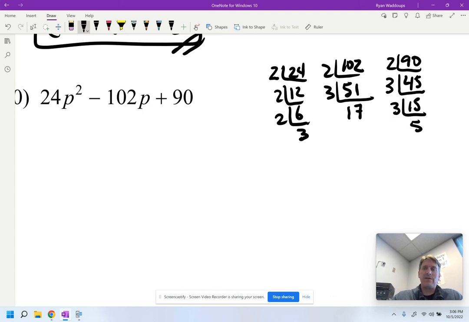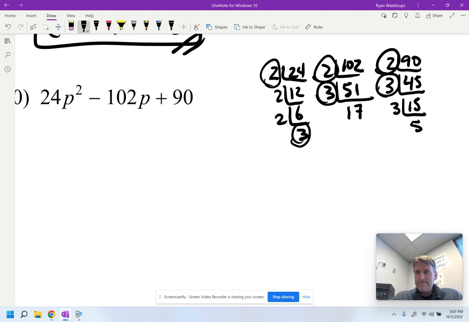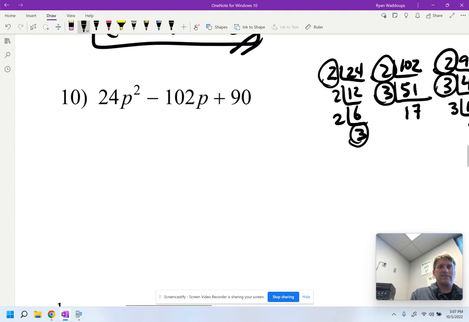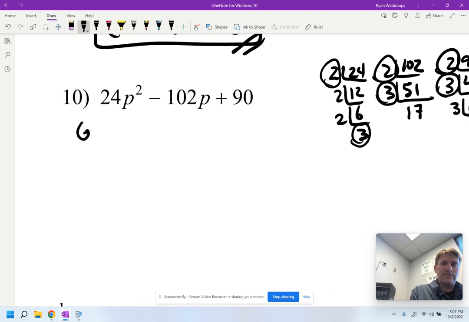And so what they have in common, they all have a 2 in common. And they only have one 2 in common. Do they all have a 3? It looks like they all have a 3. And then that's it. That's all they have in common. So 2 times 3, 6. So I can factor out a 6.